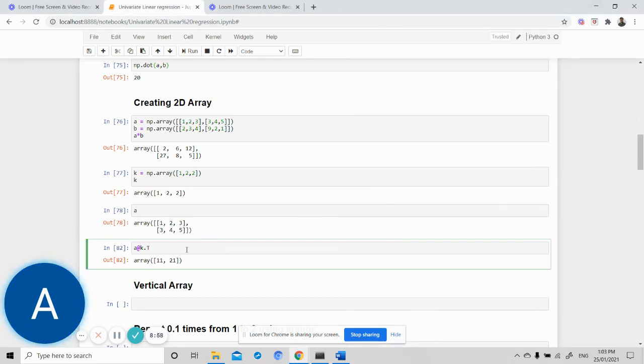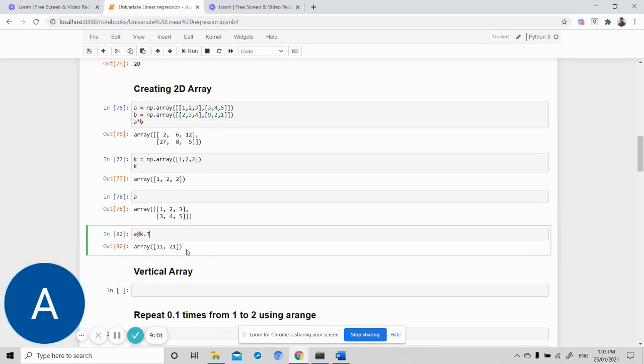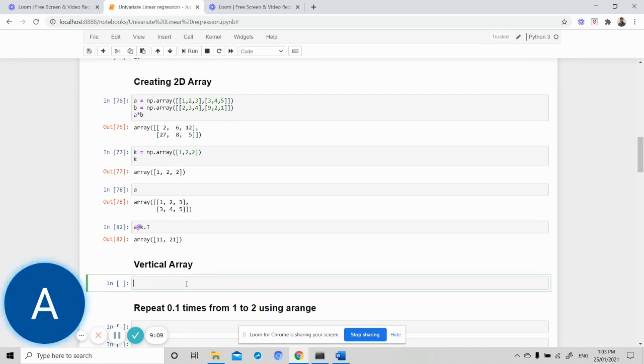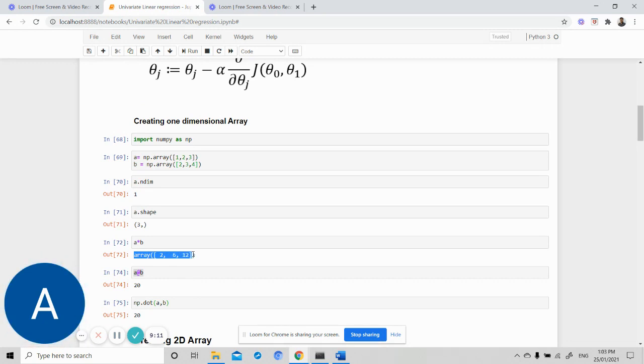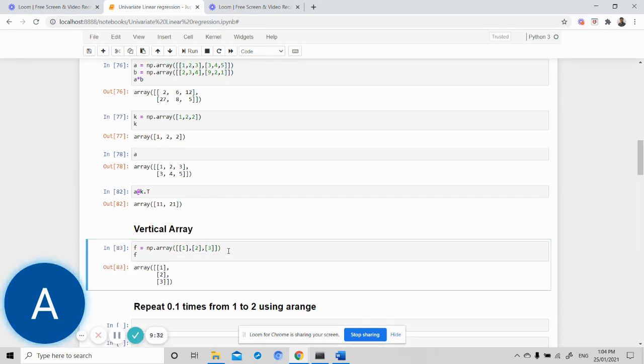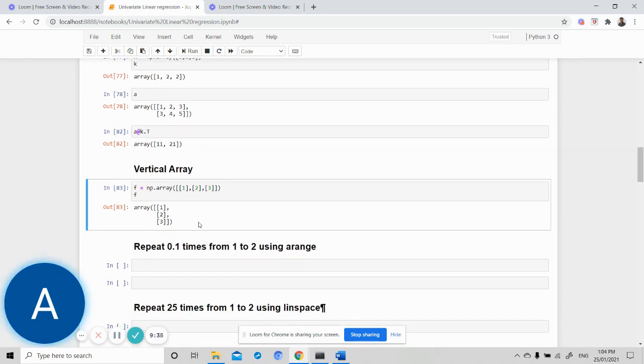So this is how we do matrix multiplication for a two-dimensional array. If we need to create a vertical array, note that here we created a horizontal array. In order to create a vertical array, we can use np.array with 1, 2, and we need to make sure it's in square brackets. So this is how we create a vertical array.